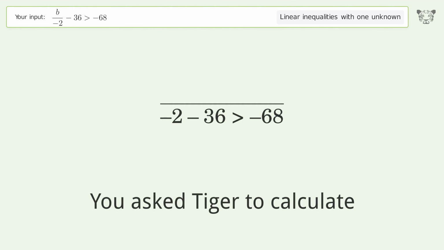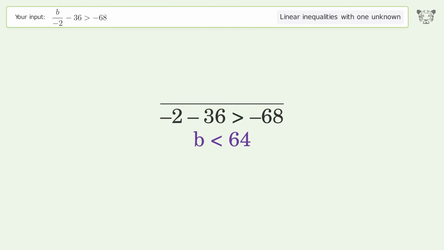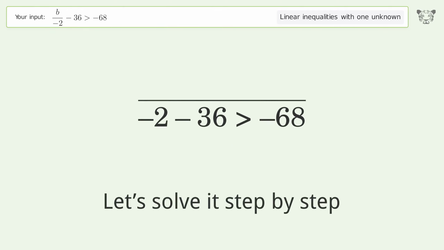You ask Tiger to calculate. This deals with linear inequalities with one unknown. The final result is b smaller than 64. Let's solve it step by step.